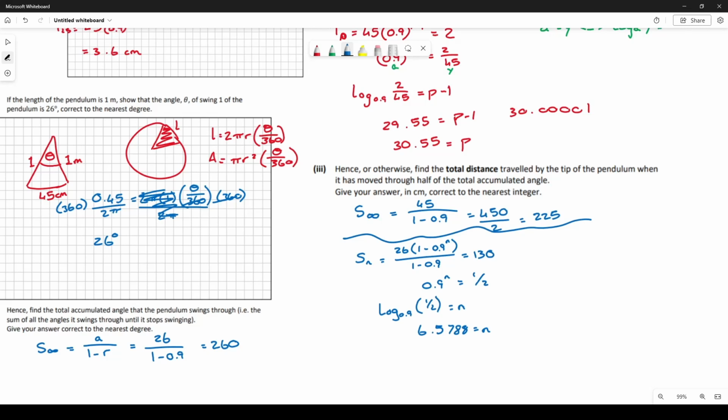So in order to find out what the total distance is, I'm going to now do the SN formula for the distance. This SN formula was for the angles. That's why in position A I put 26, because the very first angle was 26 degrees. Here the very first distance on the first length of the arc was 45, so I'm going to slap that in. And it's still going to be 1 minus 0.9, but we know that the n is going to be 6.5788 over 1 minus 0.9, and we can just draw all that into the calculator.